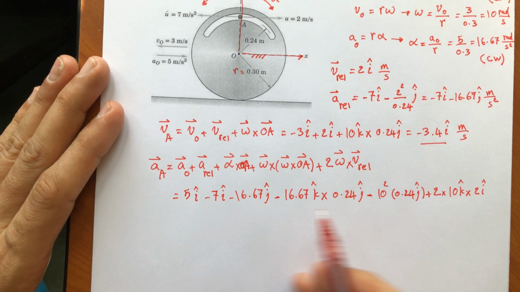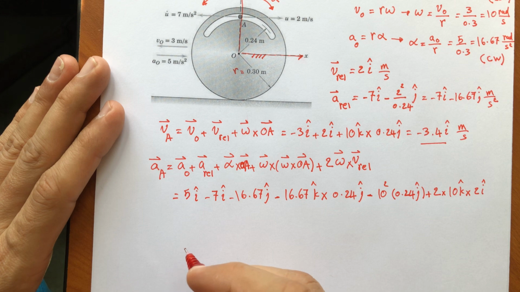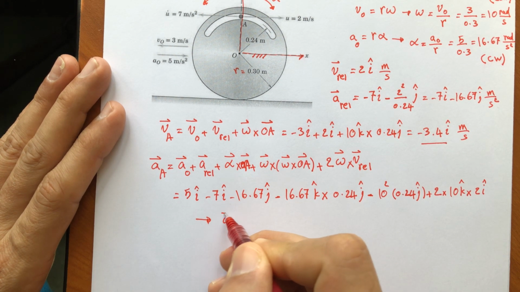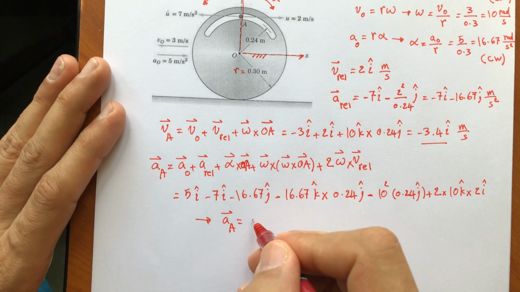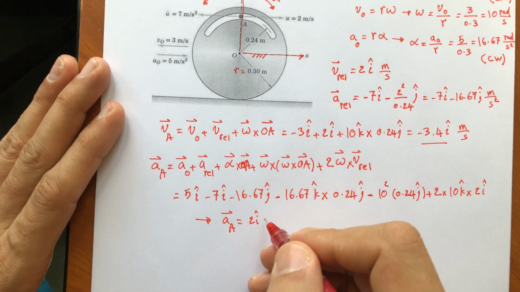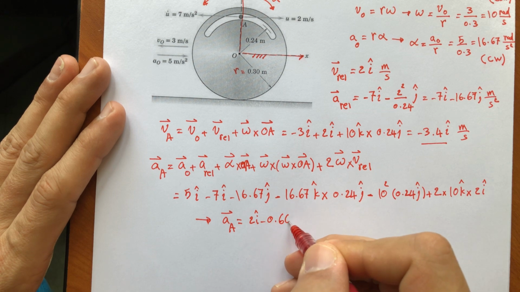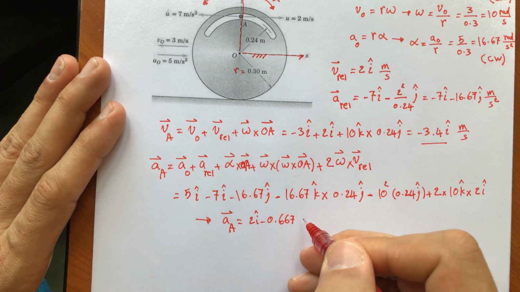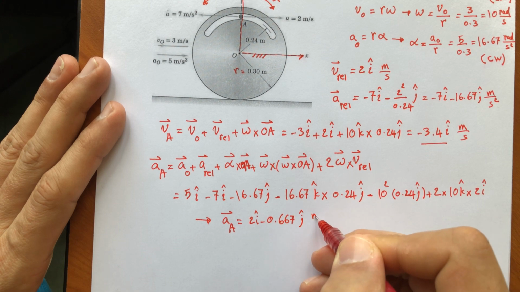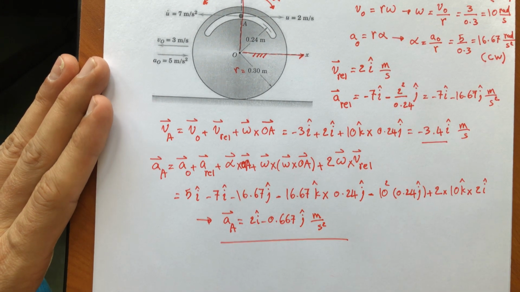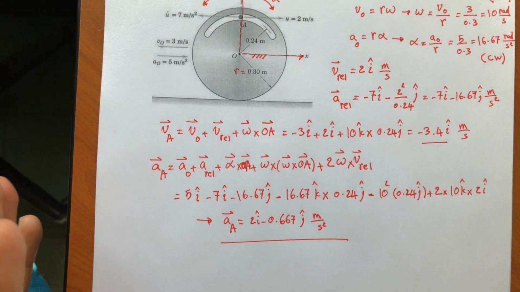So if you do these cross products and add all of them together, acceleration of A is going to be equal to negative 0.667 J hat meter per second squared. That's going to be the total acceleration, or the real acceleration of A.